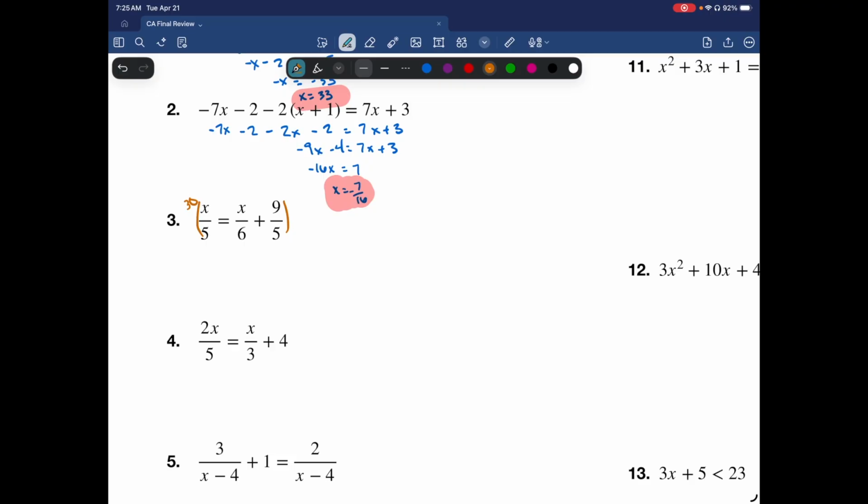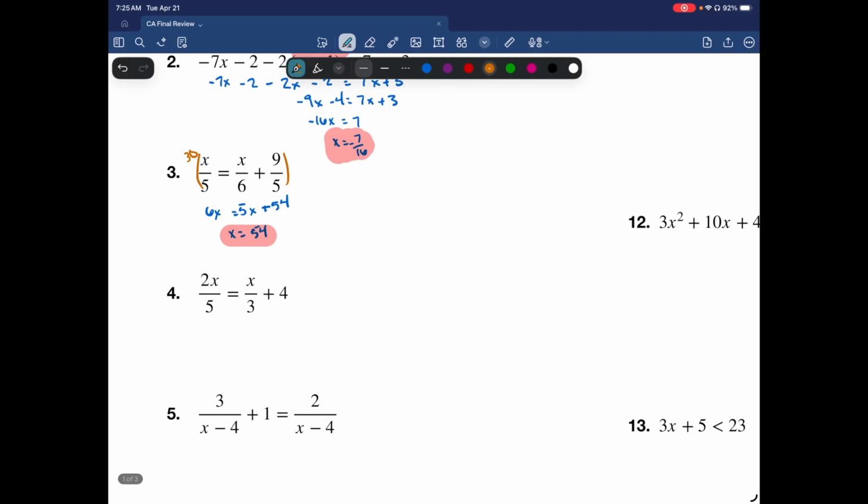Right, so let's see. 5 goes into 30 6 times. 6 times x is 6x. 6 goes into 30 5 times. 5 times x is 5x. And then 6 times 9 is 54. Alright, move the x. X equals 54. Okay, so that's it.